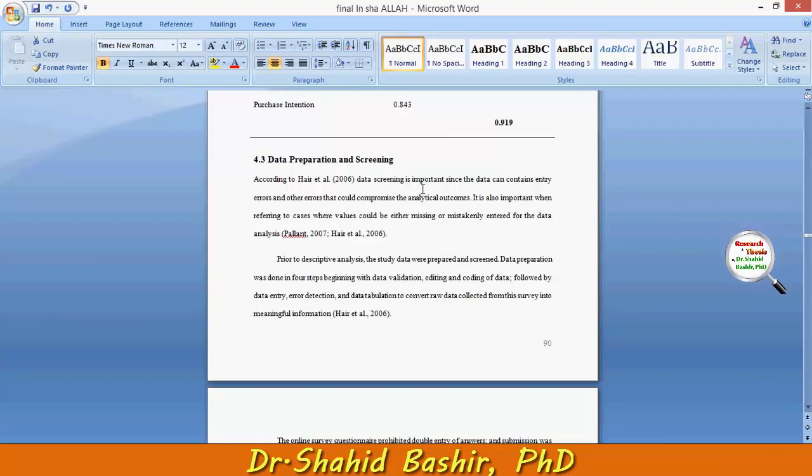So according to her, data screening is important since the data can contain entry errors and other errors that could compromise the analytical outcomes. It is also important when referring to cases where values could either be missing or mistakenly entered for the data analysis. Also, instead of writing 3, if you write for example 33, this will entirely disturb the analysis. So data preparation and screening is pretty much important. So okay, then the study data was prepared and screened. Data preparation was done in 4 steps, beginning with data validation, editing, coding of data, followed by data entry, error detection, and data tabulation to convert raw data collected from this survey into meaningful information.